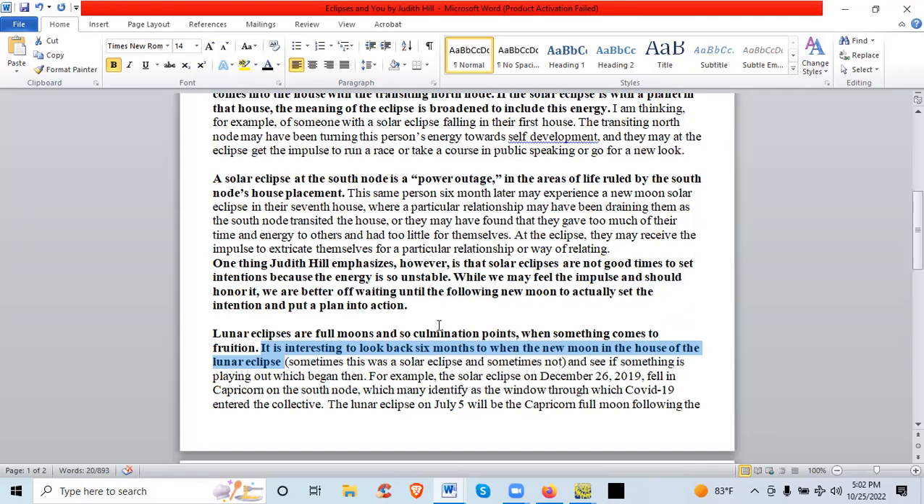Because it's an outgoing energy, it's like a push-pull. We've got a solar eclipse, which is a new moon, but it's by the south node, where we need to let go of stuff. It's also interesting to look back 6 months ago when the new moon was in the house opposite the solar eclipse. Say the person with Scorpio rising has the eclipse in their first house now; 6 months ago it would have been in their 7th house.